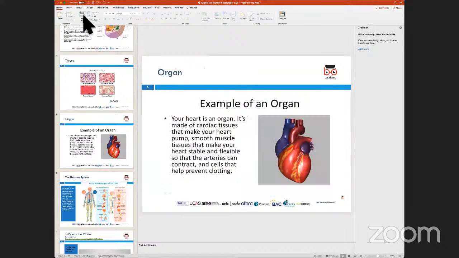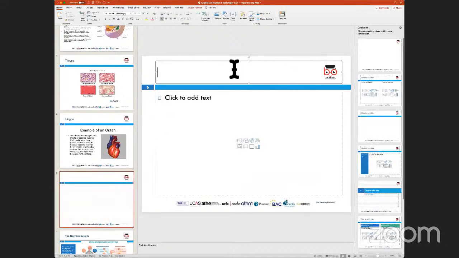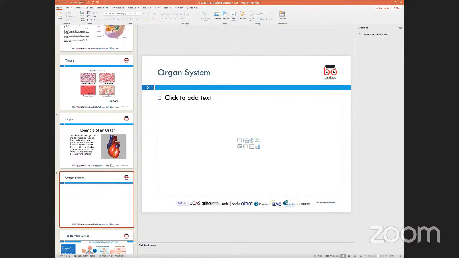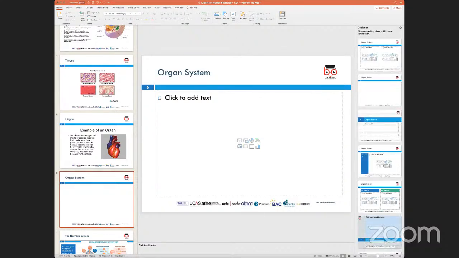Now, these organs don't function independently. So what we need to look at now is an organ system, right? What are the different types of organs which actually form different systems within the human body? Some types of organs work together as a system to be able to perform a function within the human body. So there are 12 different organ systems in the human body.